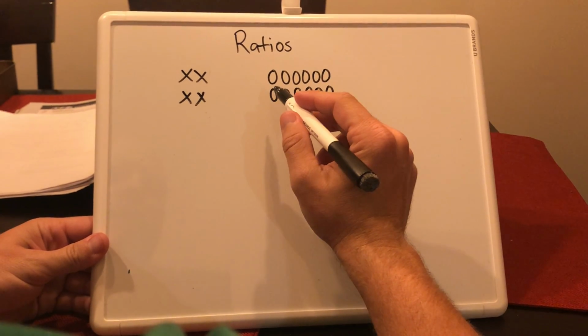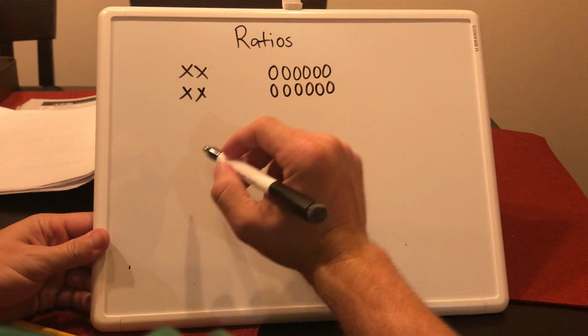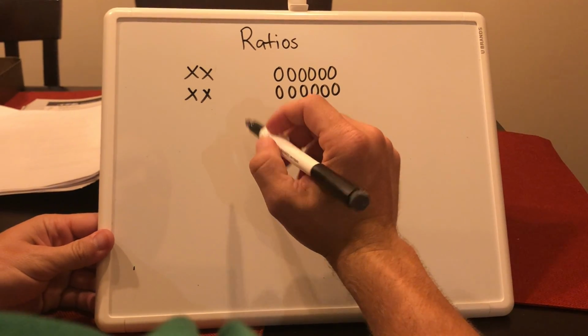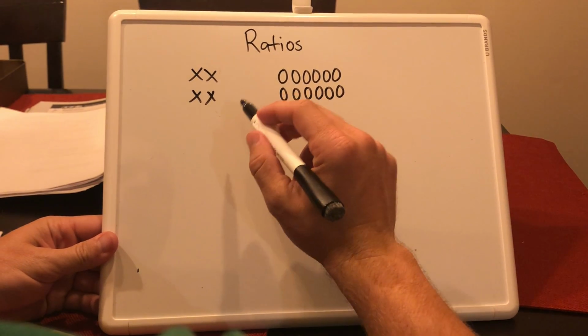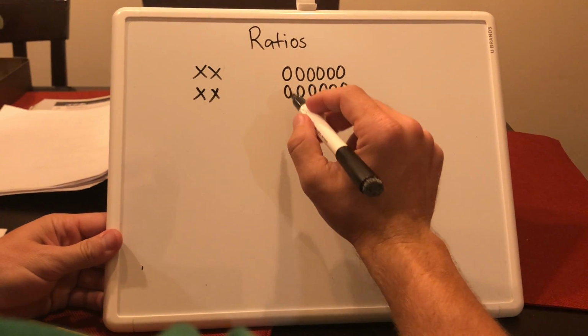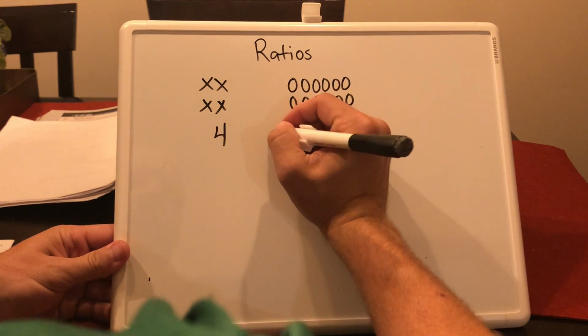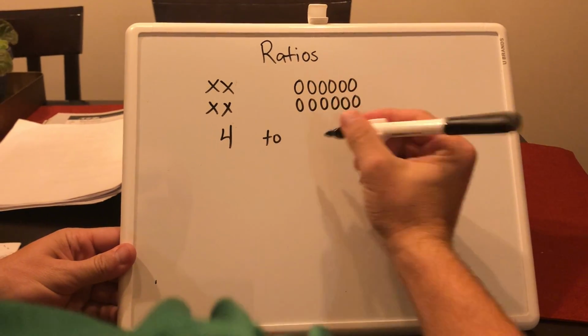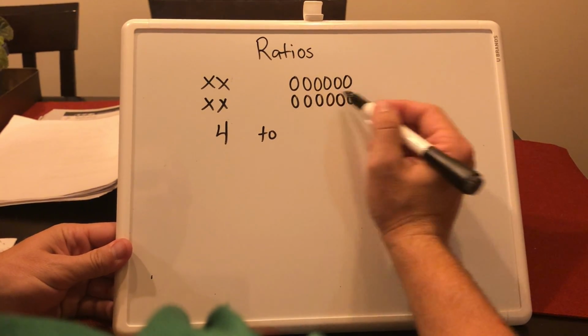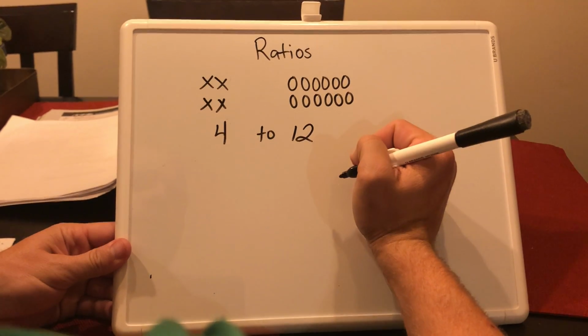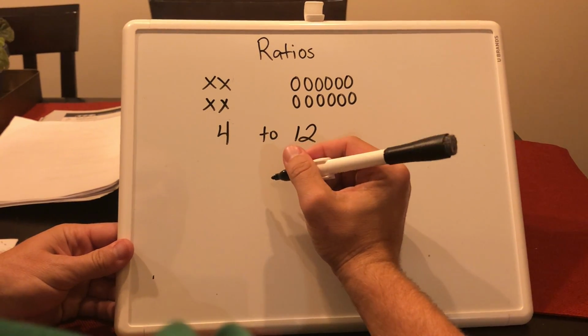Ratios are a comparison of two different items. In this particular example, we're going to compare the amount of x's to the amount of circles that we have. So if I count them up, I should notice that there are 4 x's to 12 circles. You can write this ratio in 3 different ways.